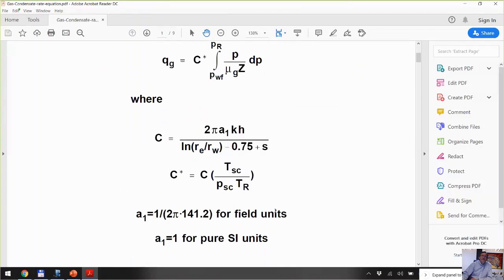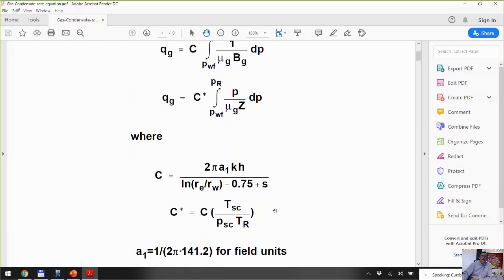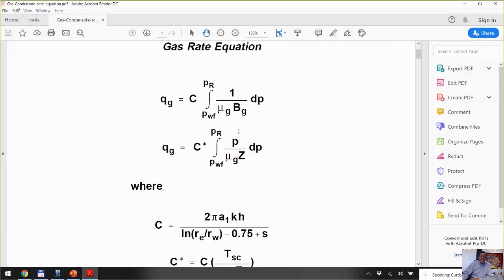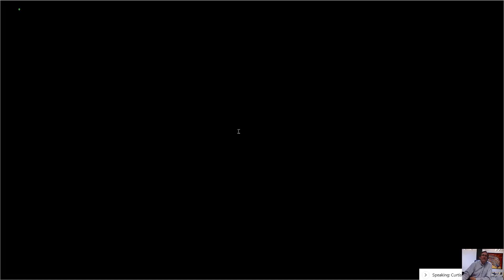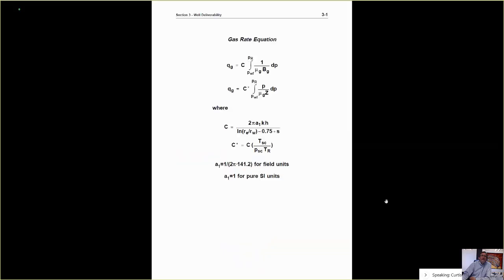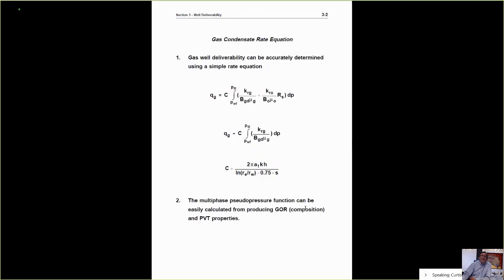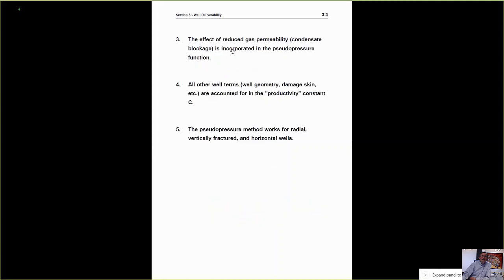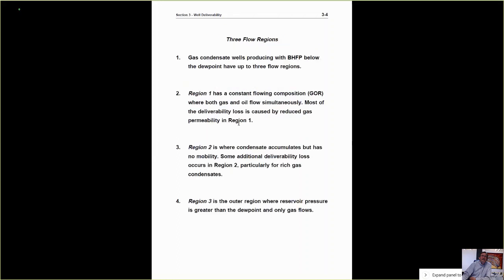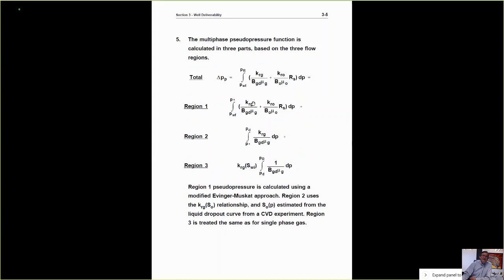This is from the original paper. This gives a little more details for the gas, just basically where the numerical constants, field units, and so forth are. This is all the three regions, so basically breaking up the integral into the 3 different regions. We talked about that.